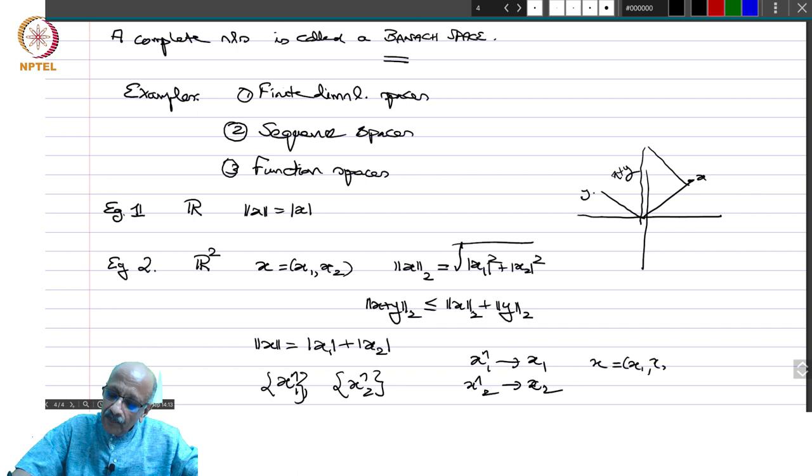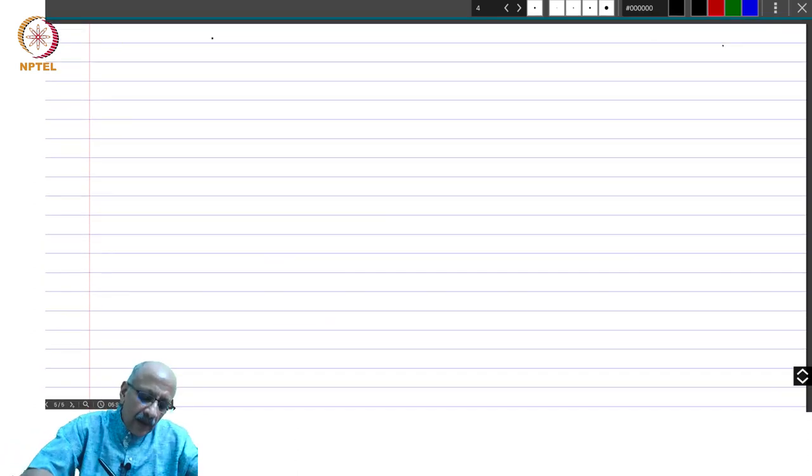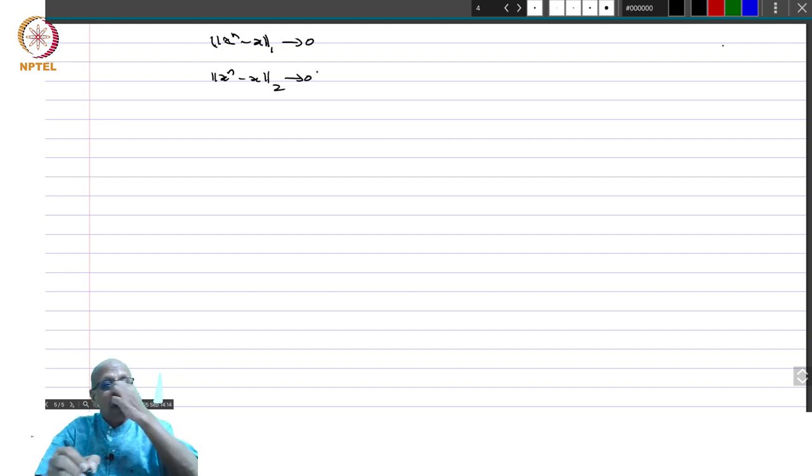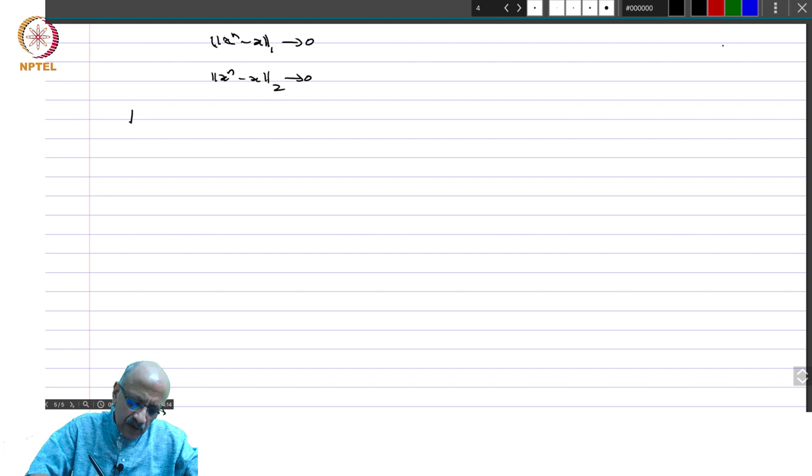And it is immediate to see that norm of xn minus x1 goes to 0, norm of xn minus x2 also goes to 0. Because of the component wise convergence, the vector convergence also takes place. So, R2 with either of these norms is a Banach space. Now, we will generalize all of this and then let us go to Rn.